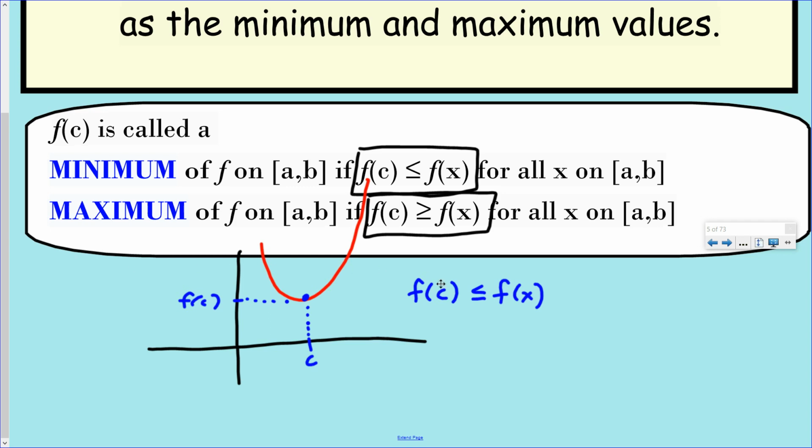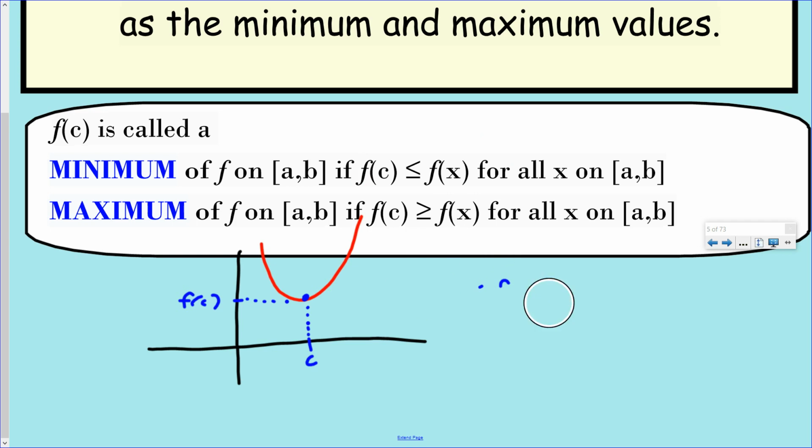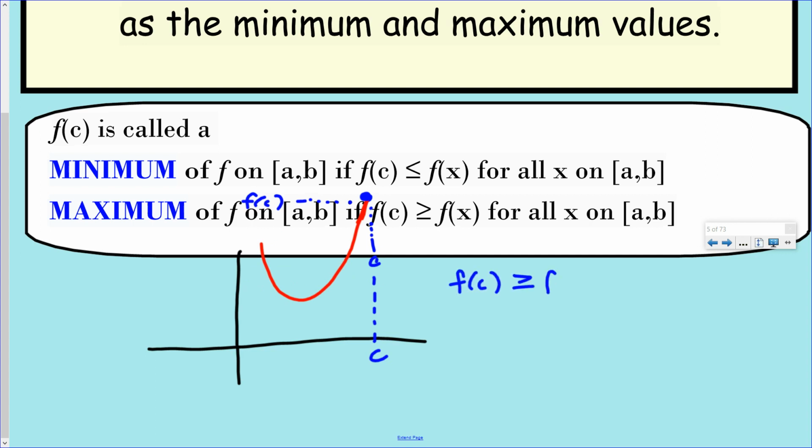All right, what about a maximum? Where's the maximum on this? I just deleted some of the graph. But where's the maximum on this graph? Do you agree it'd be right here? Okay. So if I call this point c down here, you agree that this would be your f of c? And if it truly is the maximum, isn't it bigger than every other point on the graph? Or equal to, because there could be another maximum. Then I would say f of c is going to be bigger than or equal to every other point on the graph. And that's the definition of extremes, okay?